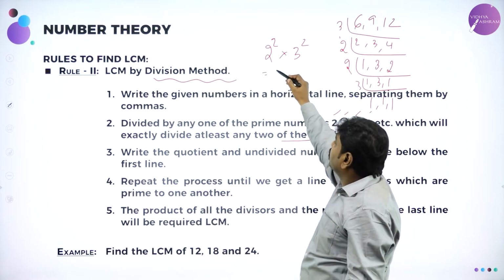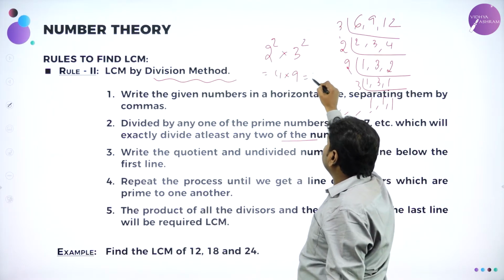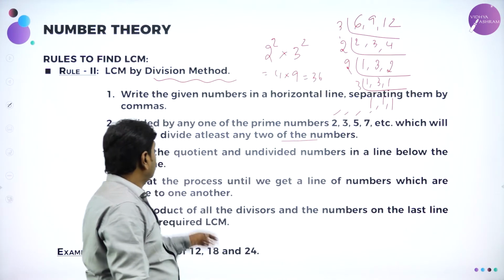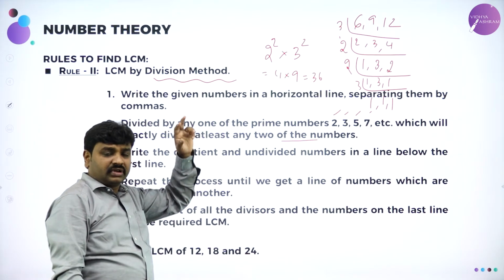2 square is how much? 4. 3 square is how much? 9. 9 fours are 36. This is the division method. So first what should we do? Write the given numbers in a horizontal line and separate them by commas.